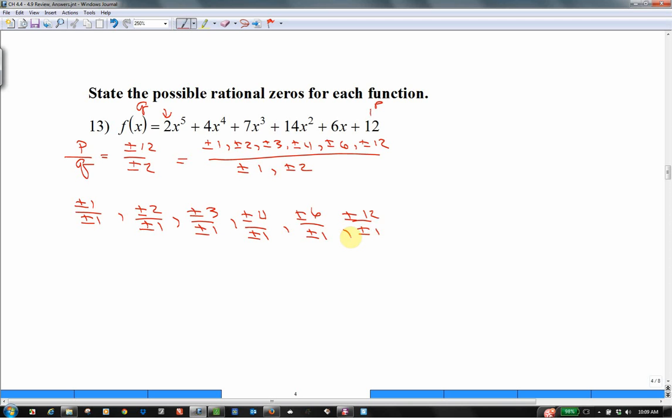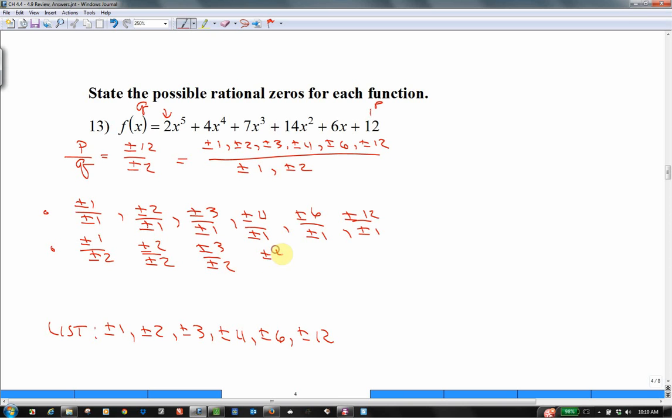So right down here, I'm going to start a list for those. So my actual list is going to be plus or minus 1, plus or minus 2, plus or minus 3, plus or minus 4, plus or minus 6, plus or minus 12. Now let's list all the factors of the numerator over 2. So my next list would be plus or minus 1 all over plus or minus 2, plus or minus 2 over plus or minus 2, plus or minus 3 all over plus or minus 2, plus or minus 4 over plus or minus 2, plus or minus 6 over plus or minus 2, plus or minus 12 over plus or minus 2.